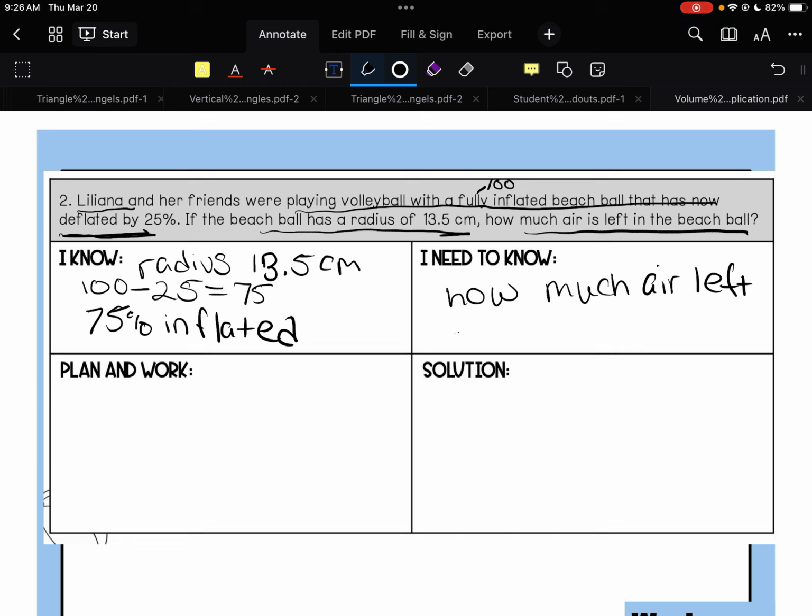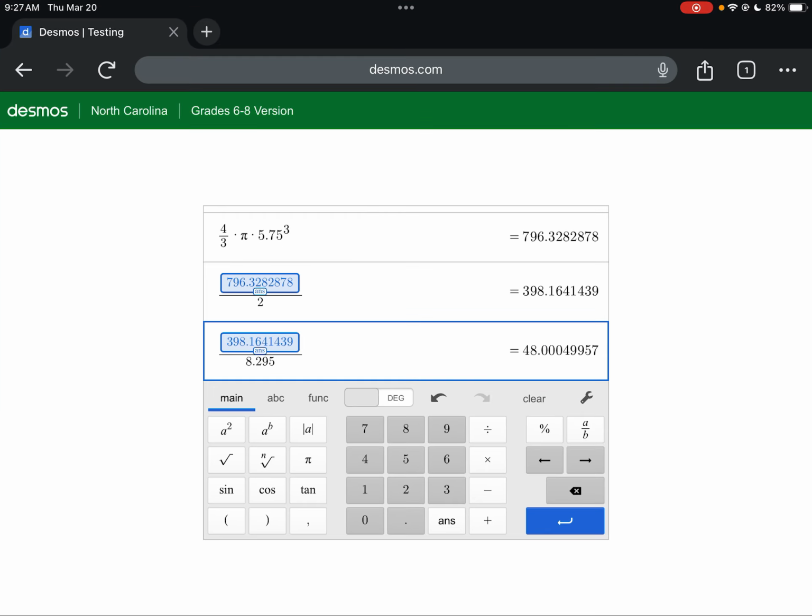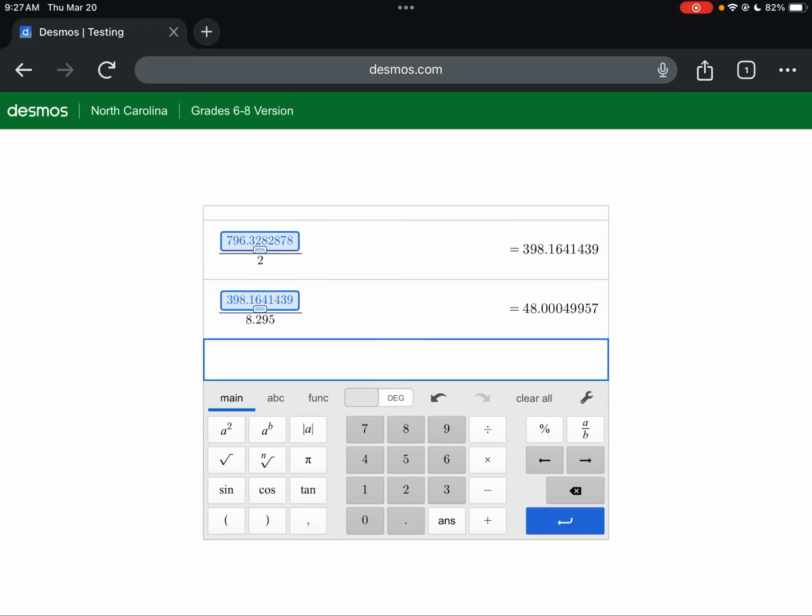And to find that, we need to first know the volume of the beach ball. So we would do V equals 4/3 pi r cubed. In this case, they gave us a radius. So V equals 4/3 pi 13.5 cubed. And I can just come right over to my calculator and type that in.